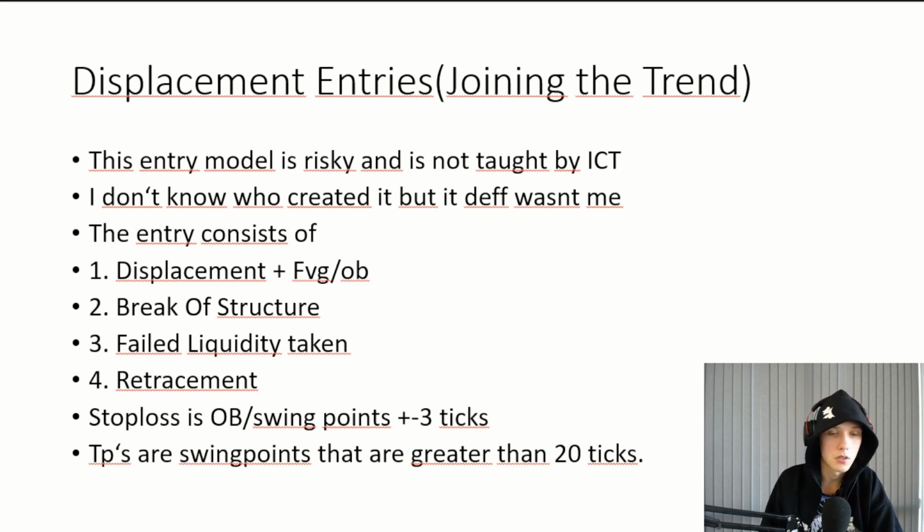So your stop loss is going to be order blocks or swing points, plus or minus 3 ticks. So if you're going to put it at the swing low, which is like 9 ticks away, it's going to be minus 3 ticks more. So it's 12 ticks overall.